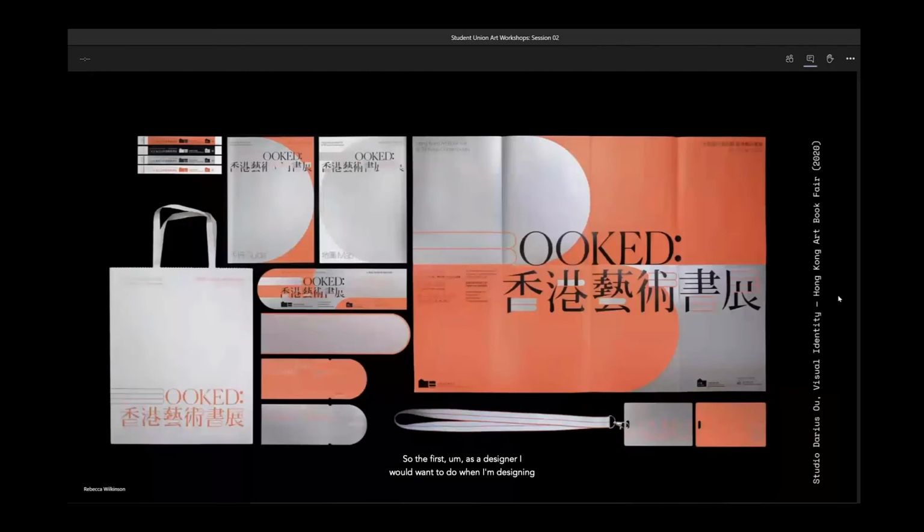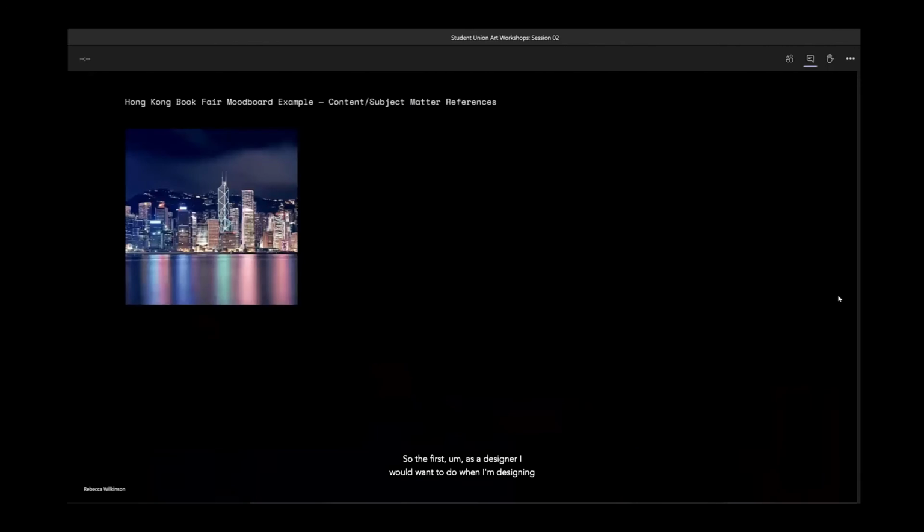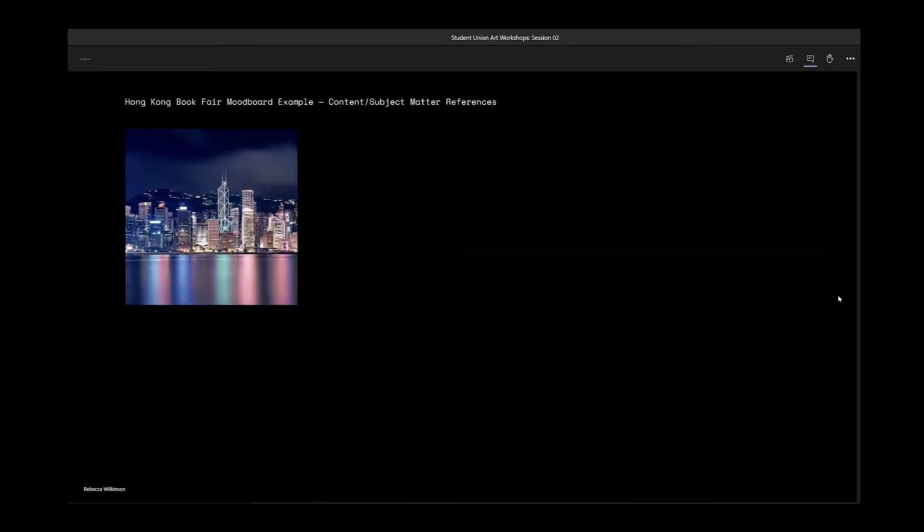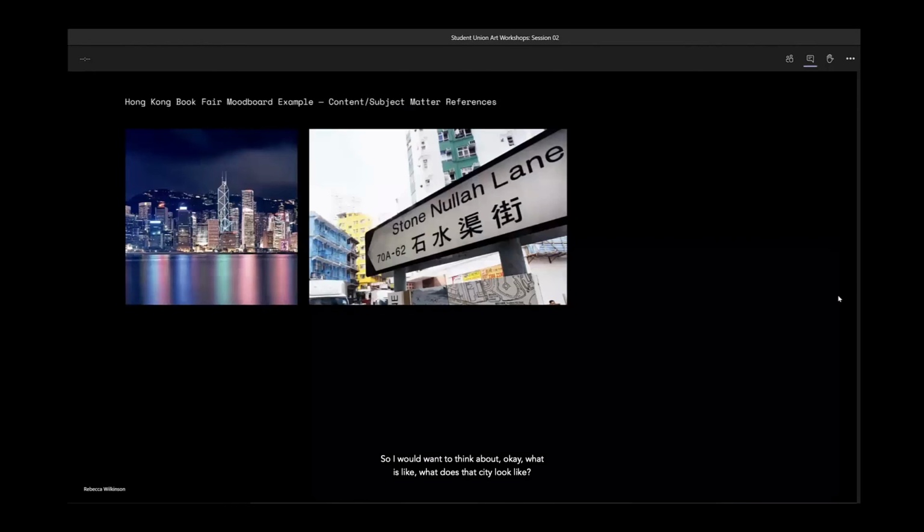So the first thing as a designer I would want to do when I'm designing something like an art book fair in Hong Kong is I would want to situate myself in that place. So I would want to think about, okay, what does that city look like? What is it all about?